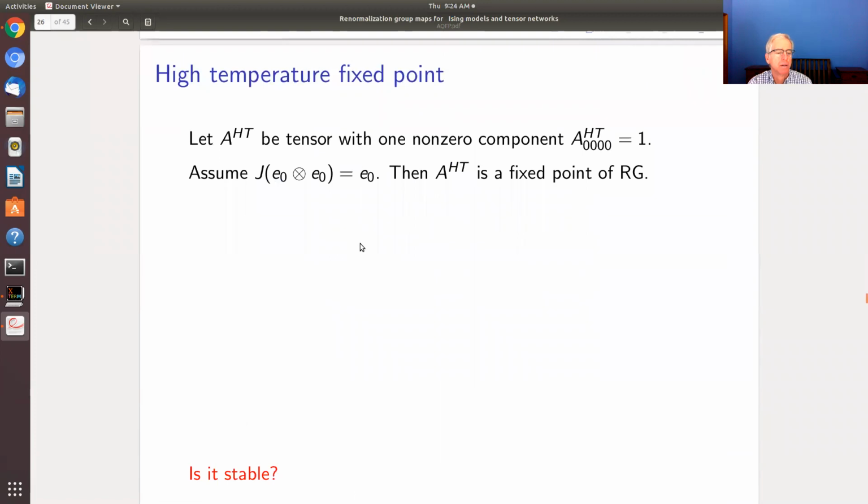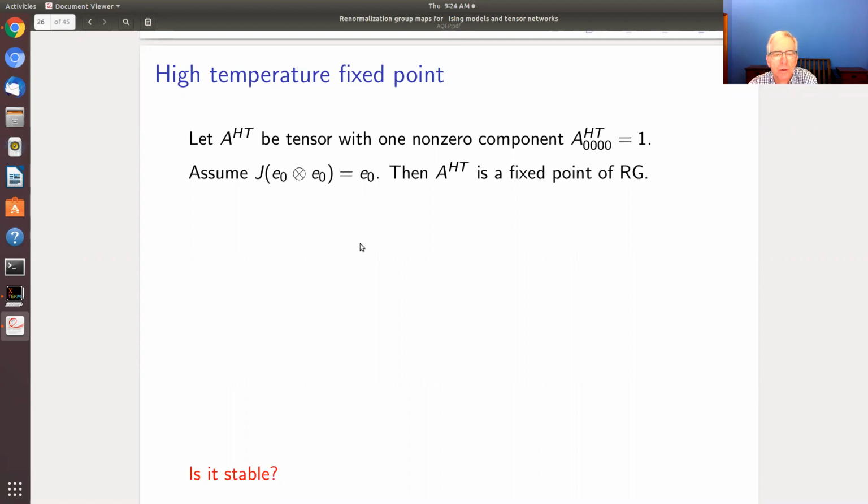Okay, so as I said, what we really want to understand is what happens for non-trivial fixed points, but we started with a much more modest project, namely looking at the high temperature fixed point, and in particular seeing if it's stable or not, and seeing if you can prove things without truncating like you always do in the numerics. Okay, so high temperature fixed point.